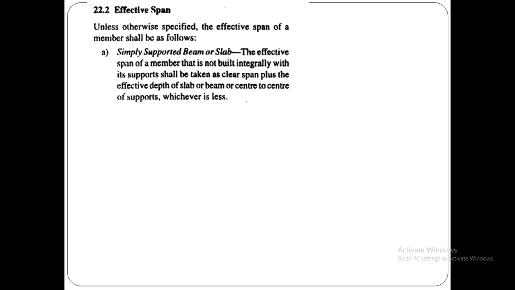Now since our problem is related to simply supported beam or slab, the clause says that the effective span of a member that is not built integrally with its support shall be taken as clear span plus the effective depth of the slab. That is the first case. The second case is center to center distance between support. So whichever value is coming out to be minimum has to be taken.